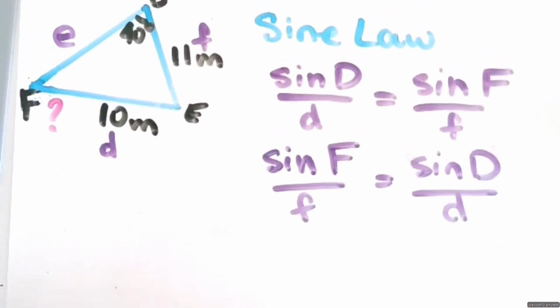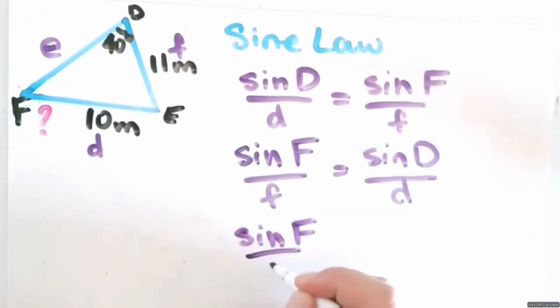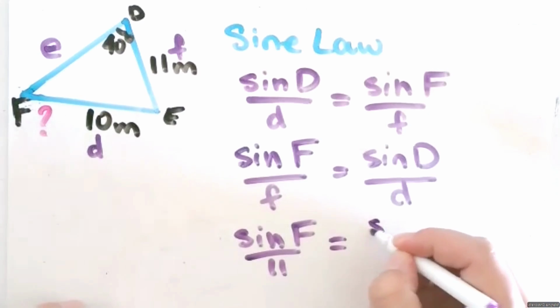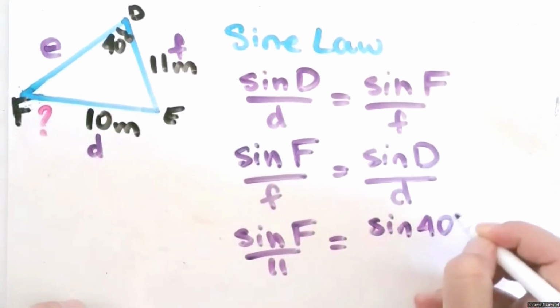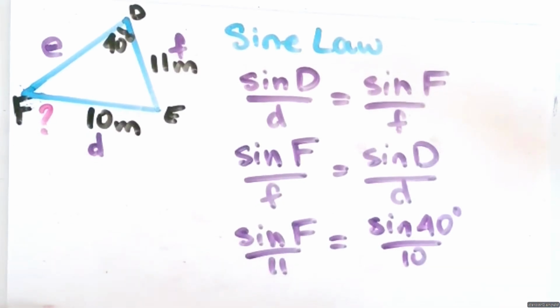Okay, so now let's set it up. Sine of F, that's still my unknown, over 11, that's the side length, is equal to sine of D, which is sine of 40 degrees, over 10, that's the little d. Now sine F is what I need to find, so I need to isolate it. It's in the numerator already, and I have the 11 in the denominator.